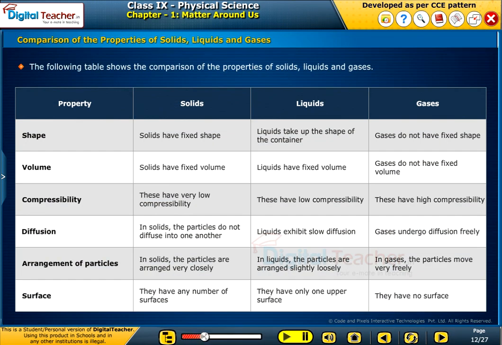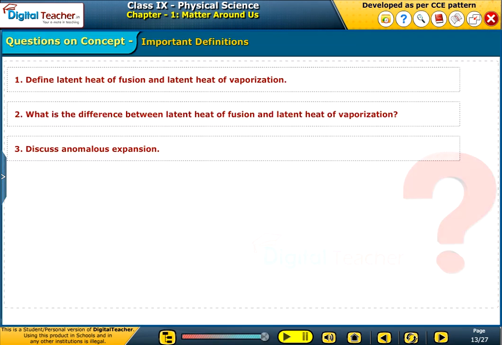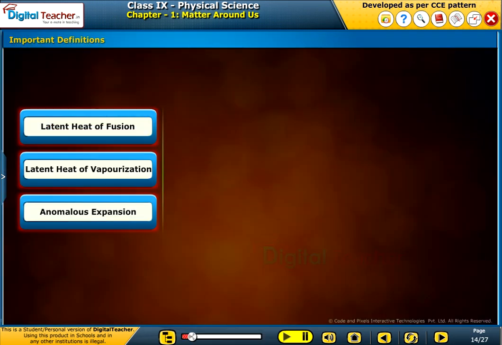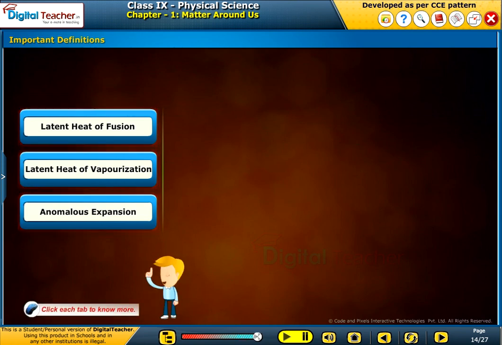The following table shows the comparison of the properties of solids, liquids and gases. Let us know some important definitions. The following tabs give the information about the latent heat of fusion, latent heat of vaporization, and anomalous expansion of water. Click each tab to know more.